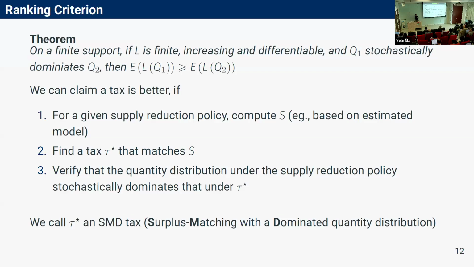We simulate the model with various realizations of the shocks, and then we compare the distribution of the quantity under these two alternative policy schemes and verify whether Q1 under the observed policy indeed stochastically dominates Q2 under the alternative policy. Now, if that's indeed the case, then we find a tax that dominates the observed supply reduction policy. So we're going to call this tau star, in this case, the SMD tax, short for surplus matching tax with dominated quantity distribution. Of course, this is only a sufficient condition.